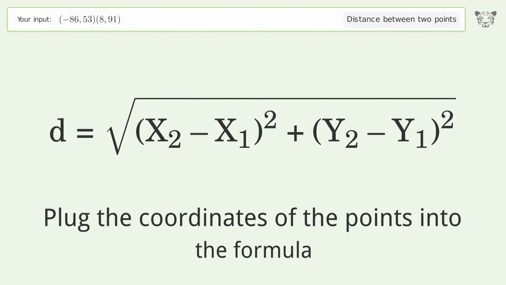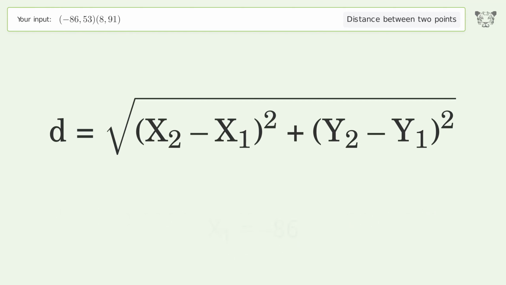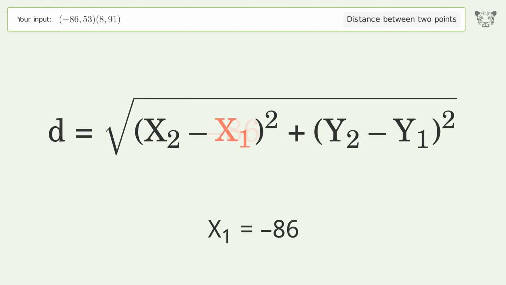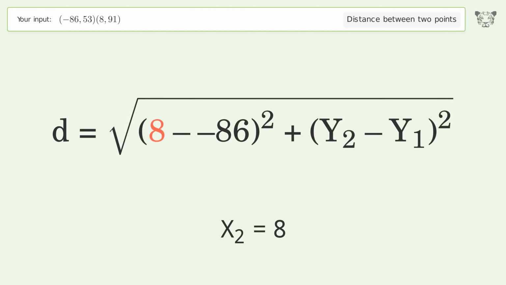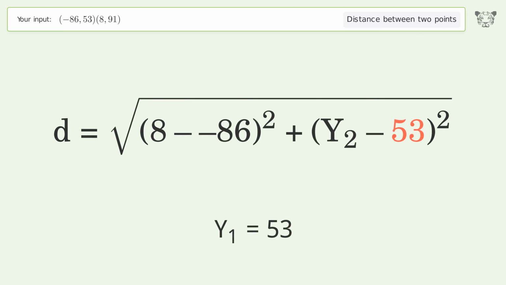Plug the coordinates of the points into the formula. x1 equals -86. x2 equals 8. y1 equals 53. y2 equals 91.